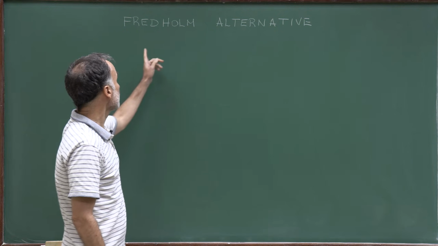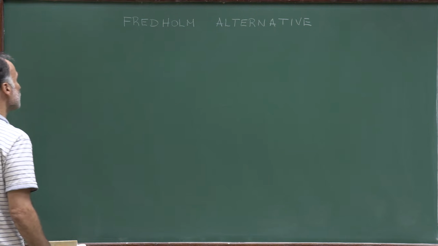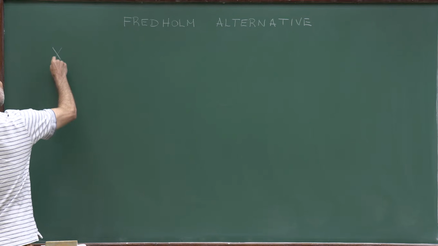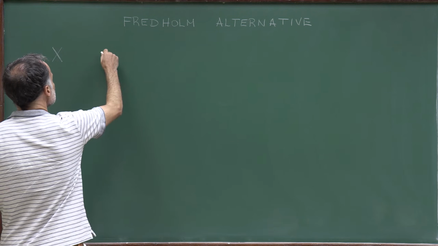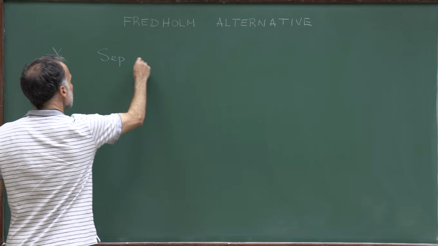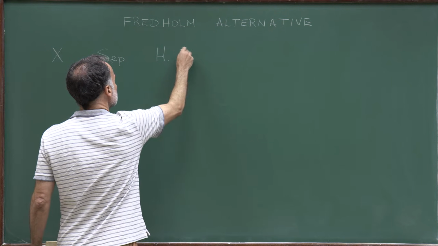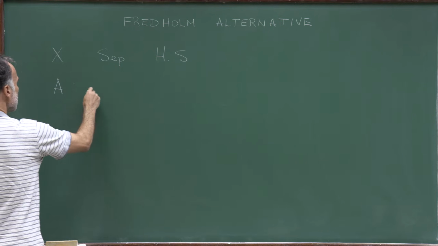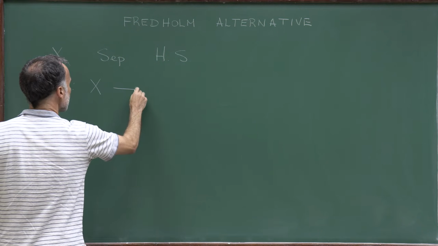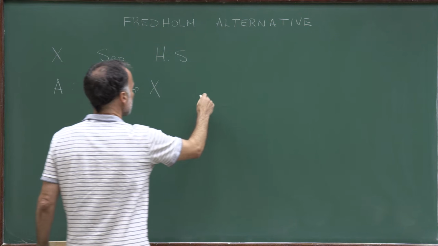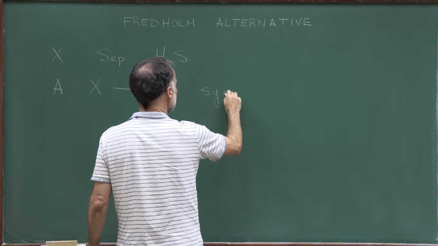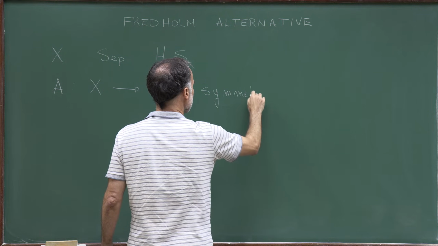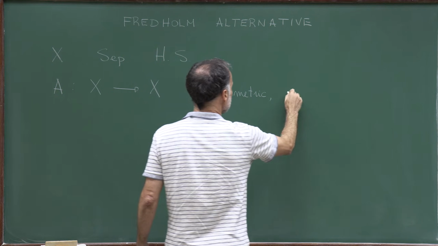So in this lecture, I will speak about the Fredholm alternative. So here is the setup. X is a separable Hilbert space. And we have on X an operator A from X to X, which is symmetric and compact.